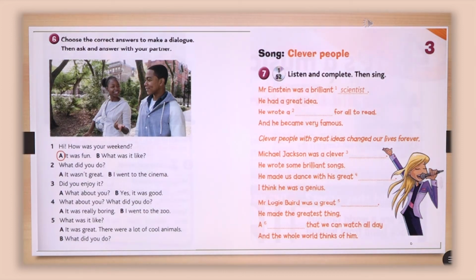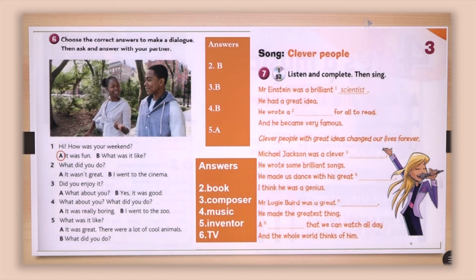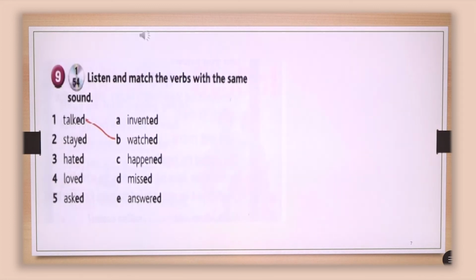Okay, you listened to the song. Now you will check if you got the answers right. Check them. Okay. So, number 2, he wrote a book for all to read. Number 3, a clever composer. Number 4, music. Number 5, inventor. And number 6, TV. So probably you got them right too.